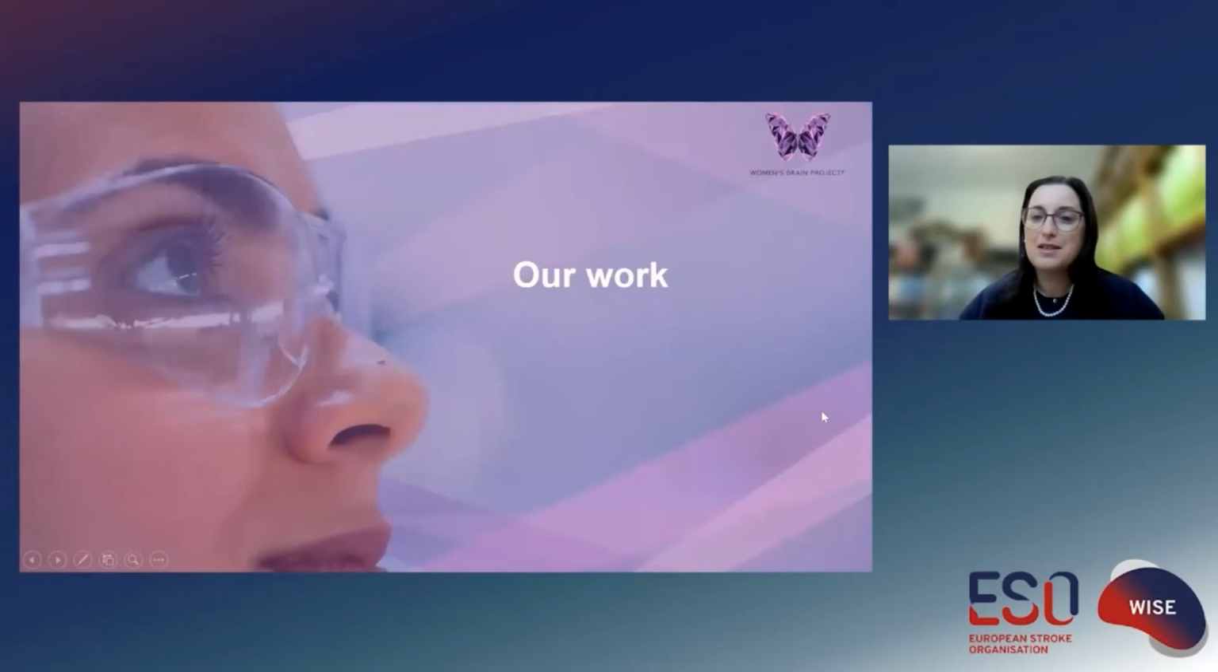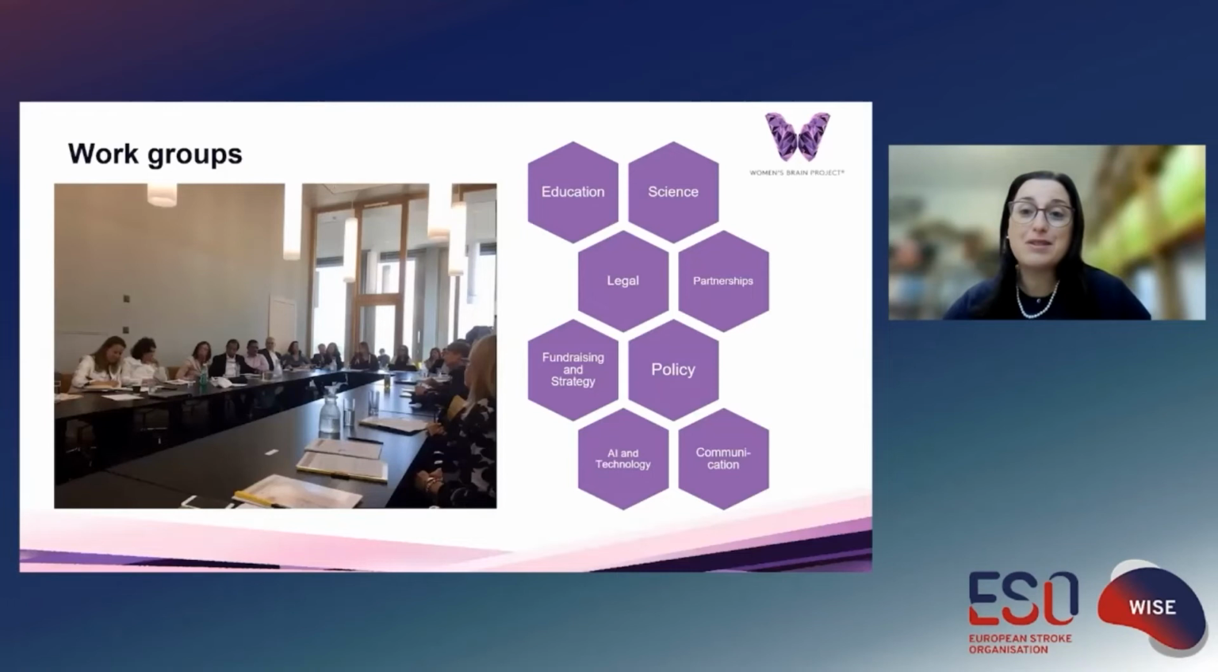So I would like to talk a little bit more about our work and what we do at Women's Brain Project. So as I mentioned, our group or our team has grown exponentially in these last 5 years. So we had to restructure. It was impossible. We were starting to have team meetings with 40 people, which was proving to be impossible. So what we did is we organized ourselves into working groups according to our interests and expertise. And these are the working groups that are currently ongoing in Women's Brain Project.